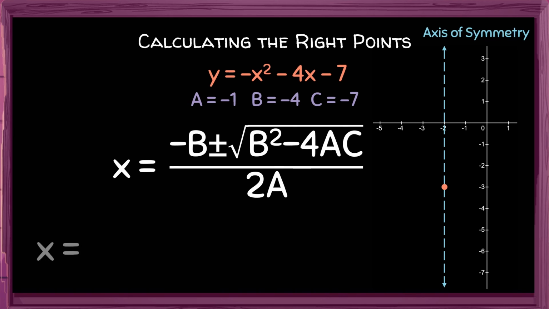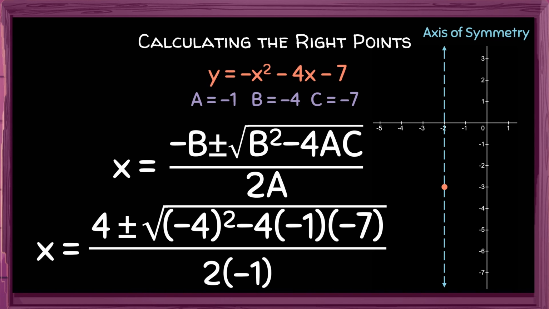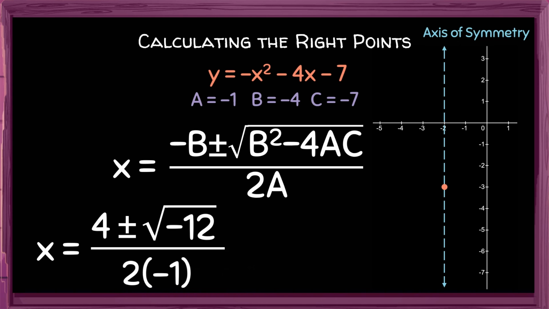We get -4, where the negatives cancel out to give us +4, plus or minus the square root of -4 squared minus 4 times -1 times -7, all divided by 2 times -1. Now, can anyone see what's about to happen under the square root sign? The square root of 16 minus 28 means the square root of -12.